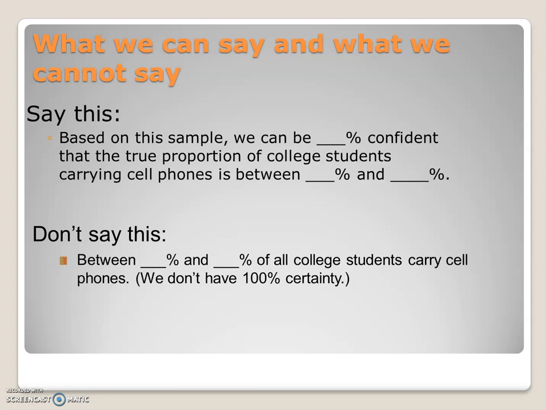I have seen so many times students try and do this bottom sentence. Don't do it. It will be marked wrong. It says between blank and blank % of all college students carry cell phones. We can't do that because we're not 100% certain of that. We are just estimating that it is between this confidence interval, that it's going to be between blank and blank. So we have to go with the top one. Please make sure you write down how to write that sentence because you will have to write it over and over and over again. Oh, there's all the information.